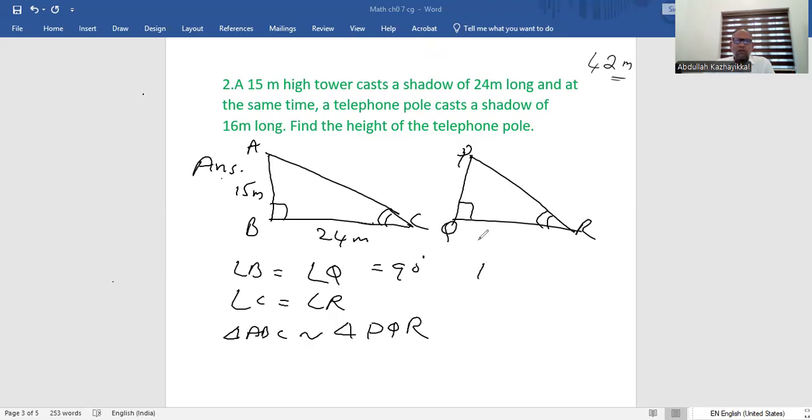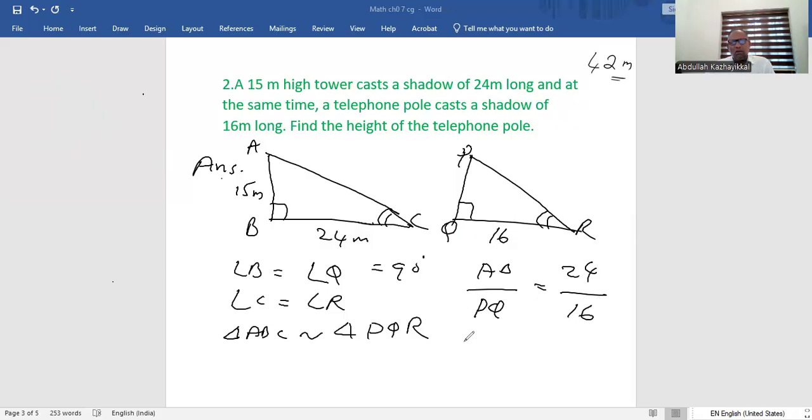This QR is given, the shadow is 16 meter. We can say AB by, sorry, not AB by 24. AB by PQ, because corresponding sides are proportional. AB by PQ, we don't know, is equal to 24 by 16, the corresponding sides are proportional.